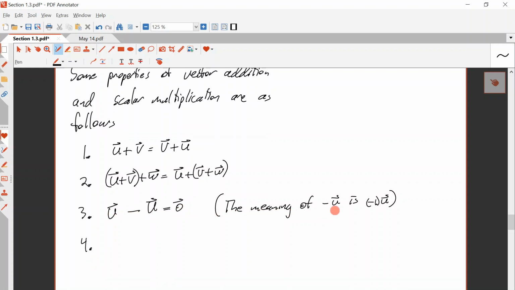So u minus u is 0, where minus u is -1 times u. The scalar k times the vector sum u plus v is equal to ku plus kv. So you've got this kind of distribution property where scalar multiple distributes over vector addition.